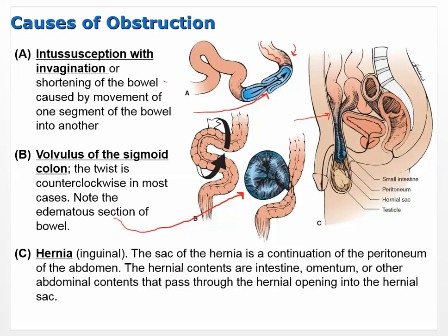So that's a hernia. The sac of the hernia is a continuation of the peritoneum of the abdomen. Okay, so hernial contents can be the intestine, the omentum, other abdominal contents that pass through the opening into whatever the hernial sac might be.